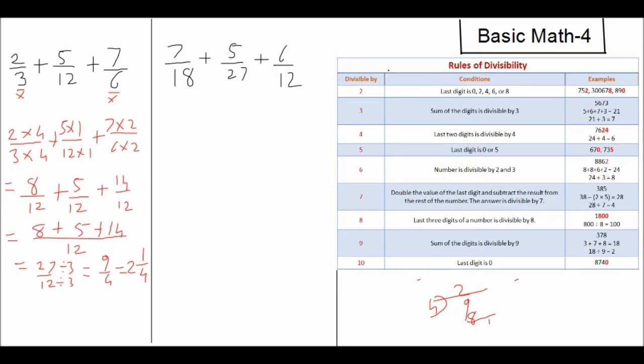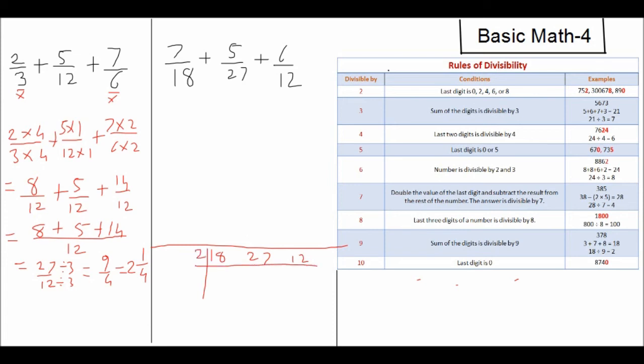In a similar way, we will do the calculation for the second example. 7 by 18 plus 5 by 27 plus 6 by 12. So first we find the LCM of 18, 27 and 12. So first we will just find here the LCM of 18, 27 and 12. So all the numbers will start with 2.